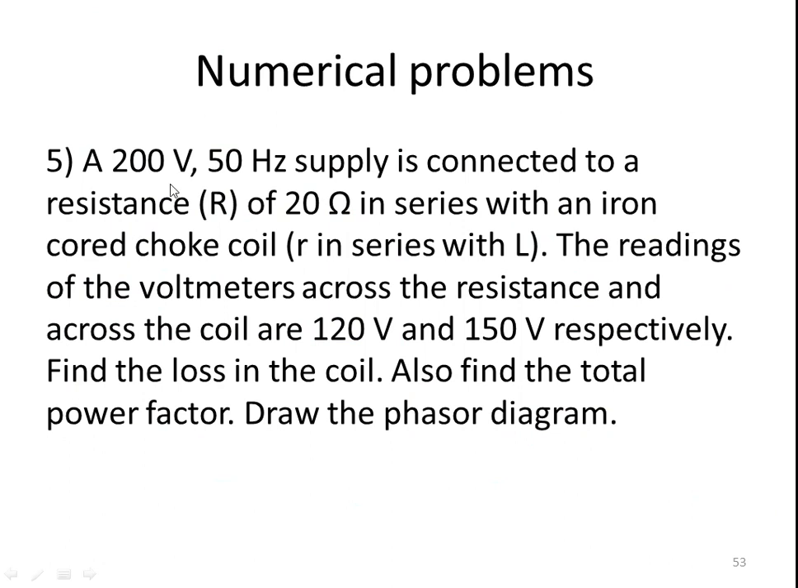A 200 volt 50 hertz supply is connected to a resistance of 20 ohm in series with an iron core choke coil. That means a resistance is connected in series with a coil. Coil means R in series with L. The readings of voltmeters across the resistance and across the coil are 120 volt and 150 volt respectively. Find the loss in the coil. Also find the total power factor. Draw the phasor diagram.